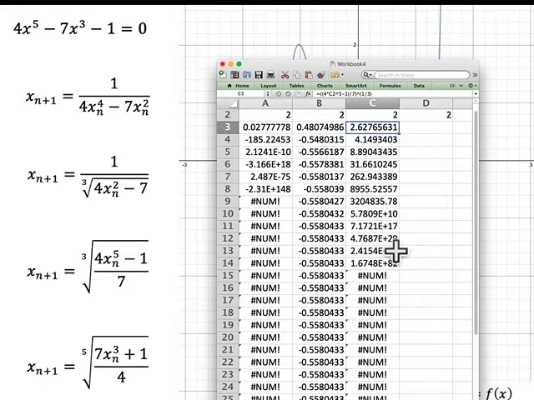So this one again, what's going on? It's just getting huge, really huge. Excel can't handle it anymore. It's diverged in a positive direction. That's not any use to us. Let's try this last one over here.